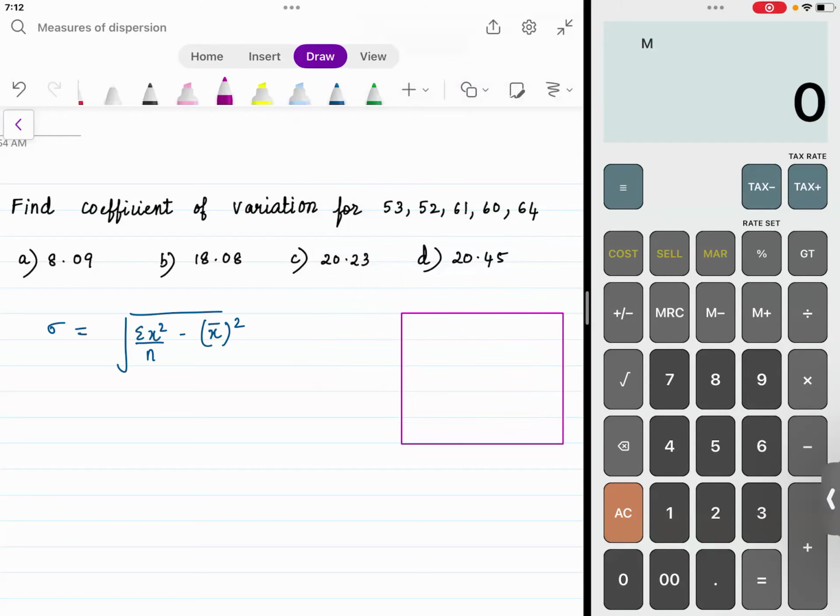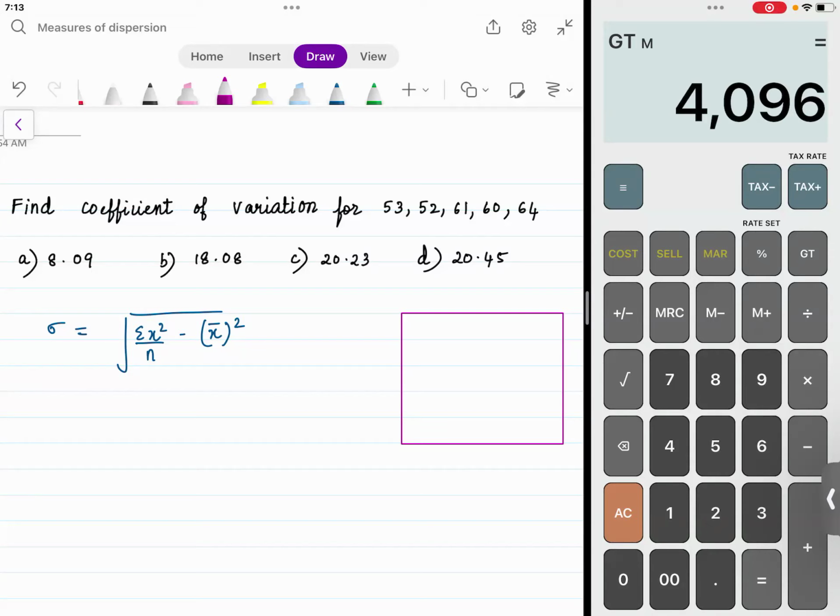What is summation x square? We want to add 53 square, 52 square, 61 square, all the square values we have to add. So let us use the memory function. AC 0, MRC 0, I'm clearing the memory. Now 53 into equal to, I will store it in memory. 52 into equal to, memory plus. 61 into equal to, memory plus. 60 into equal to, memory plus. 64 into equal to, memory plus. I've stored all the square values in memory.